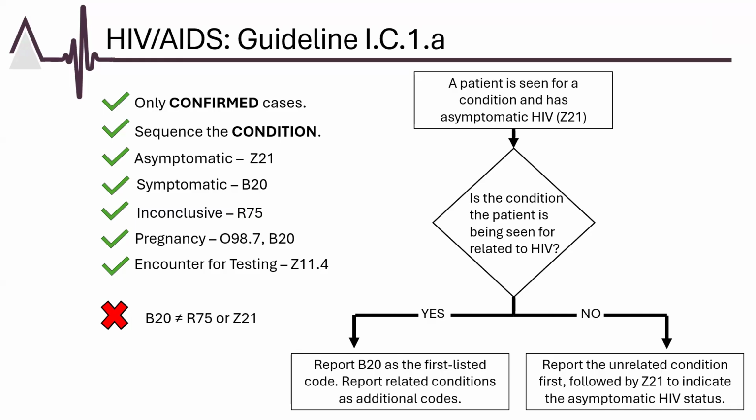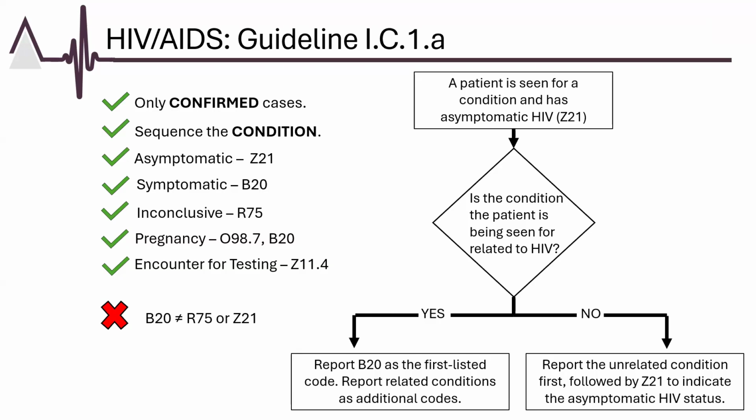If a patient is admitted for an HIV-related condition or illness, the principal diagnosis should be B20. If the patient is admitted with unrelated conditions, for example, a traumatic injury, then the unrelated condition would be the principal and B20 would be secondary. Whether or not the patient is newly diagnosed has no bearing on the sequencing of the B20.